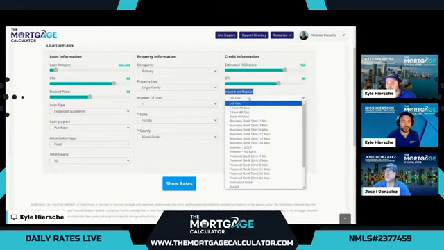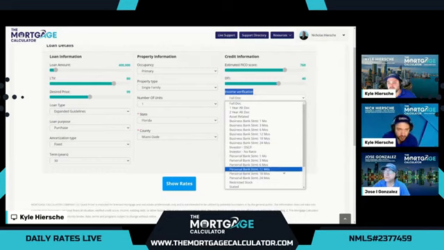So full doc is what we use for conventional and FHA. So typically we'll choose a non-QM option to use an alternate, such as asset related, business bank statement, or our investor DSCRs, only for investment properties. We'll talk about that shortly.